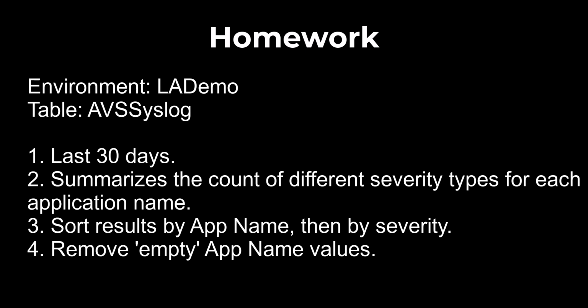For homework this week, we'll be using the free Log Analytics Workspace demo environment. If you need directions on how to access this environment, refer to Session 7 of the Beginner Series. In the LA demo environment, in the AVS syslog table, write a query from the last 30 days that summarizes the count of the different severity types for each application name. Sort your results first by app name, then by severity. Also, remove empty app name values in your results.